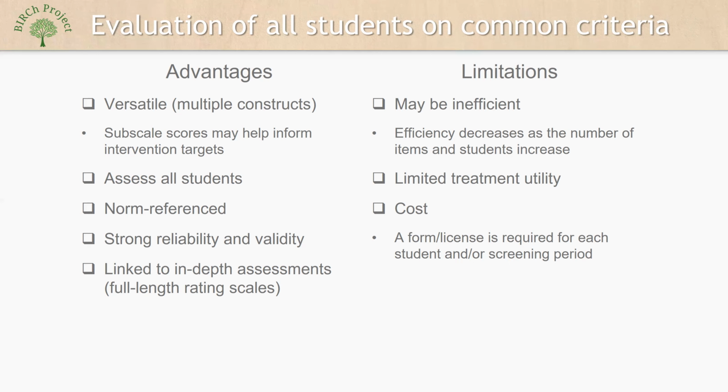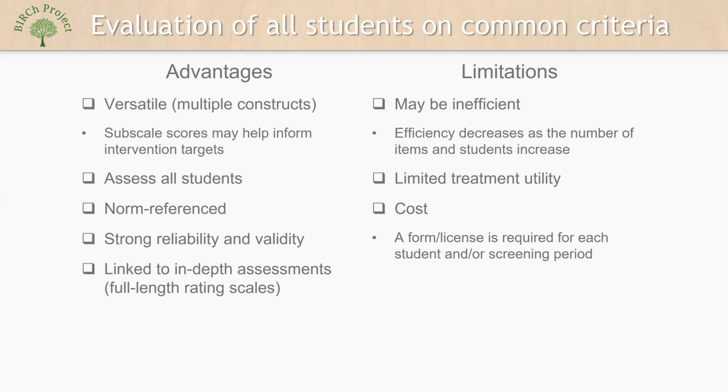The limitations of these particular individual ratings are that they may be inefficient. If you think about the time required to fill out a rating form for each student in the class and do that 3 times a year, it can be a significant burden on teachers, particularly as the number of items increase. If you think about the number of items on some of these rating scales, 20 or more items times 25 students in the class times 3 times a year, you can spend a lot of time asking teachers to complete the screening procedures itself.